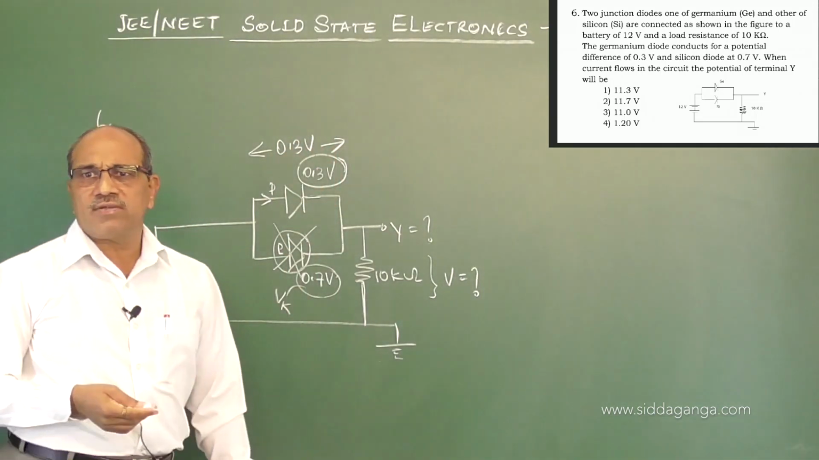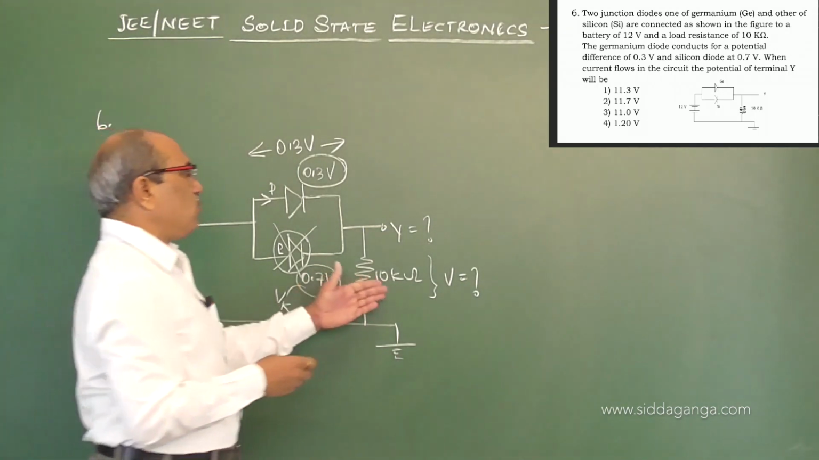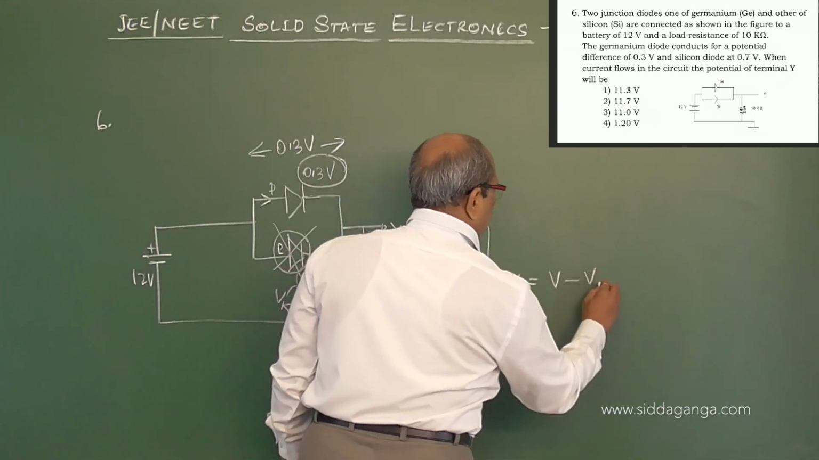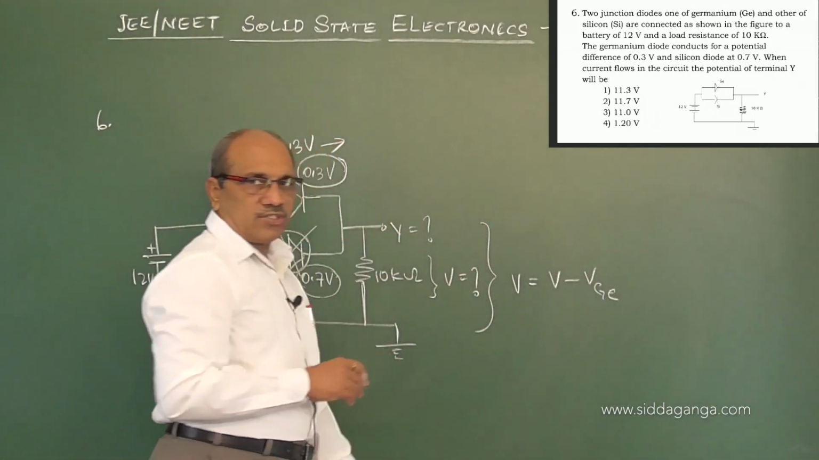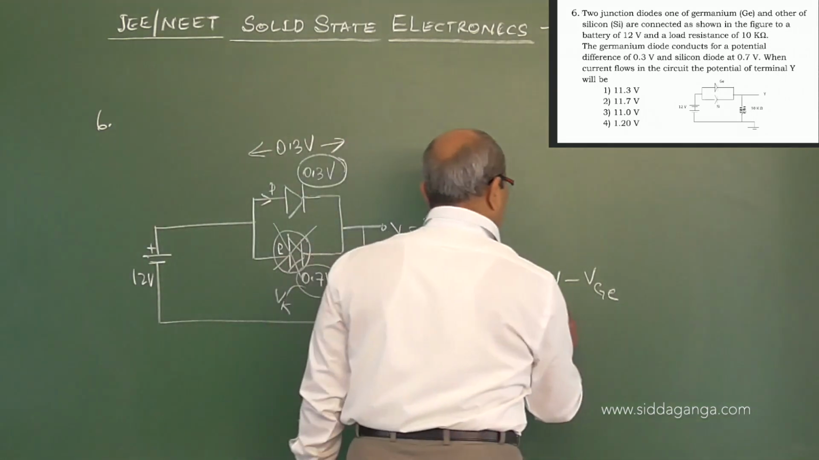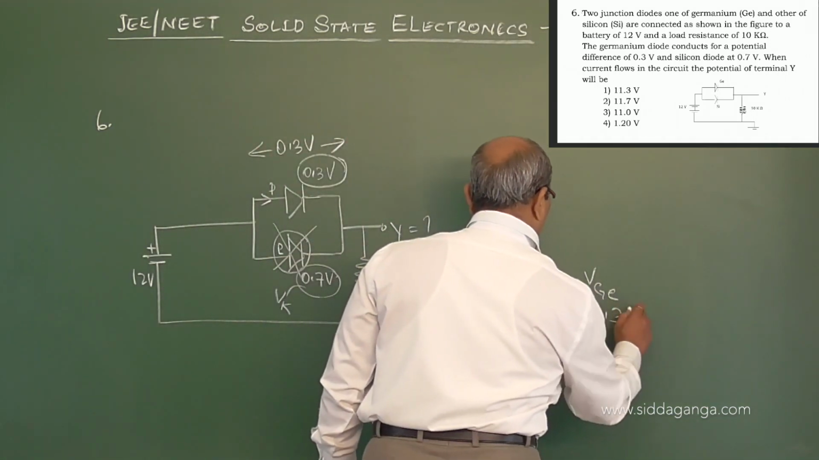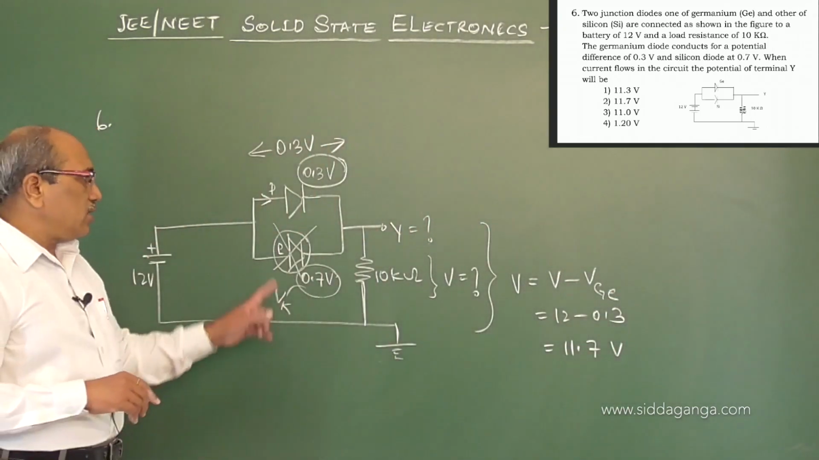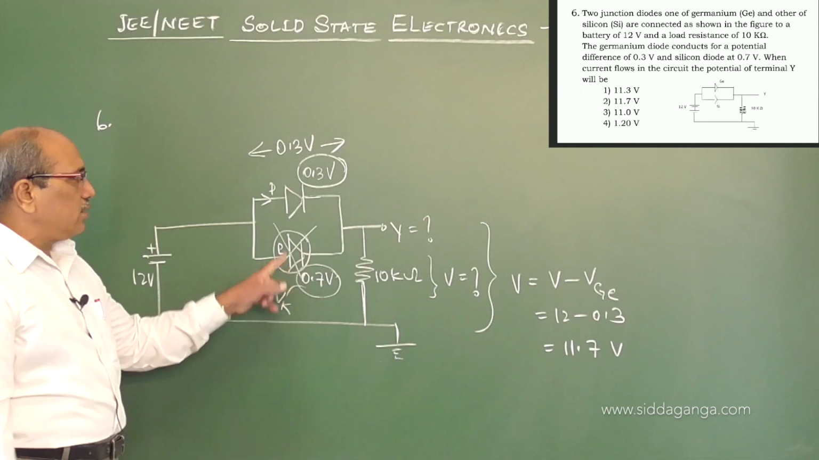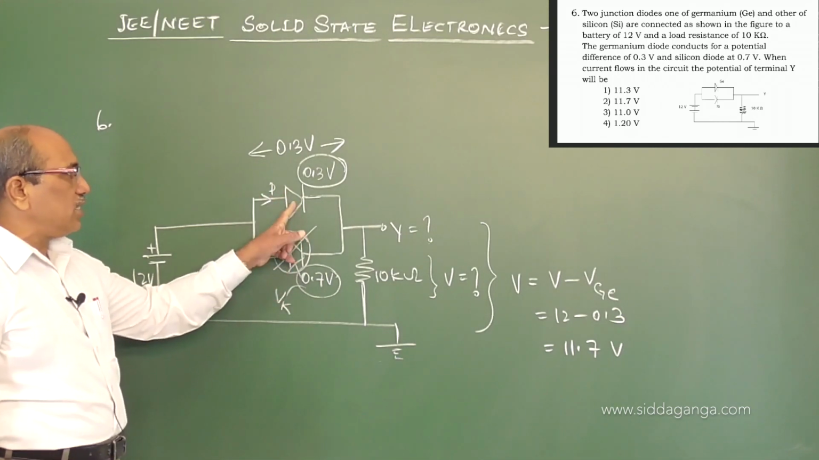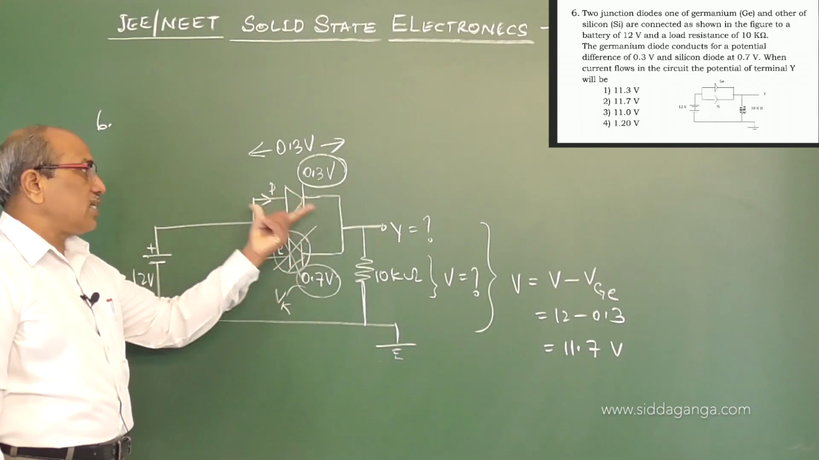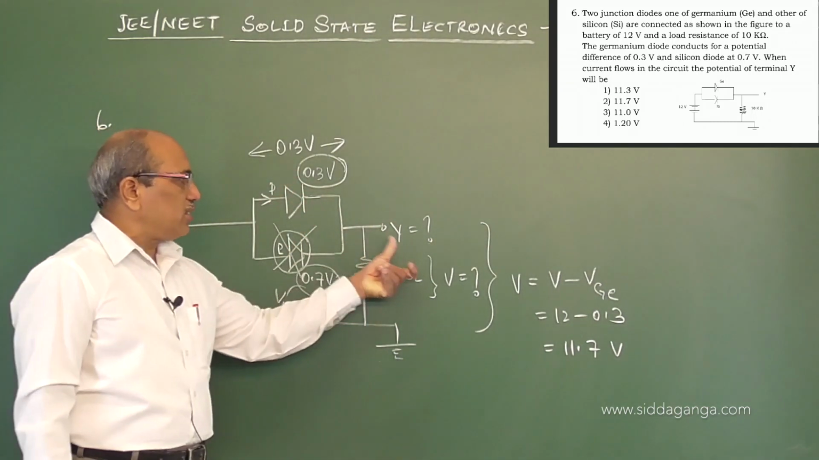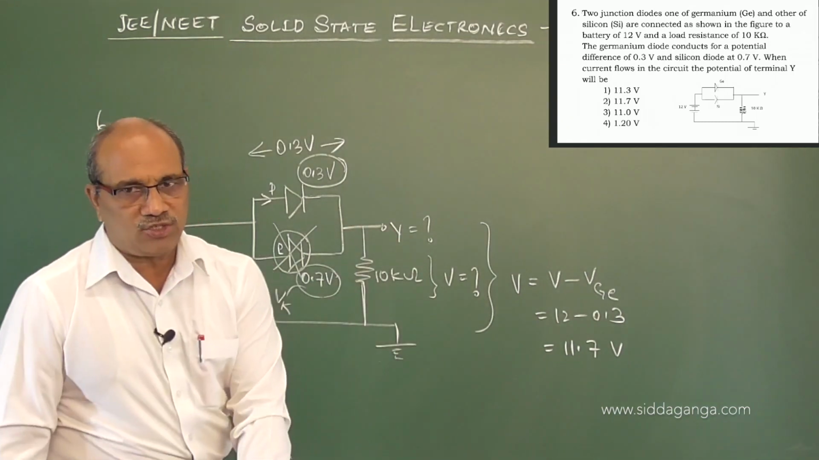Then the question is, when the current flows, what is the voltage across this? This voltage is the supplied voltage minus the germanium voltage. Supply voltage is 12 minus 0.3 volt, that is 11.7 volt. I hope you understood. This one is not conducting. Only this one conducts, and its potential drop we see because it is carrying the current. The remaining drop should be across the load, which is nothing but the potential of the point Y.